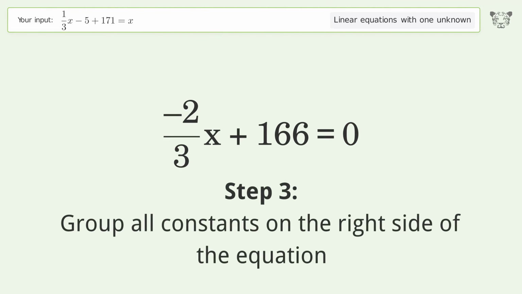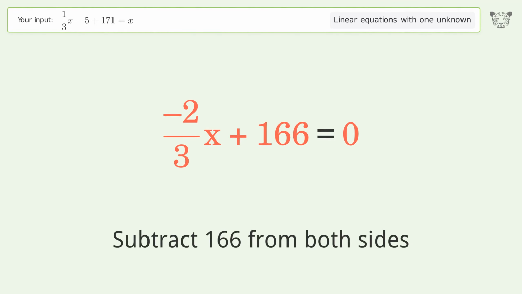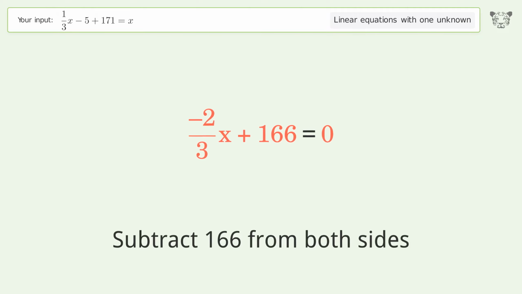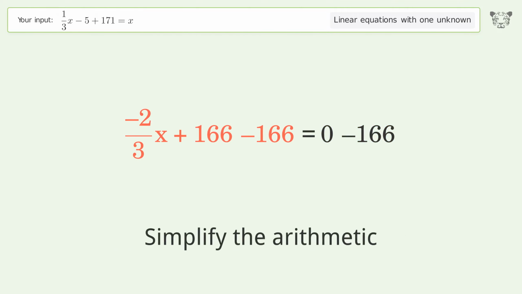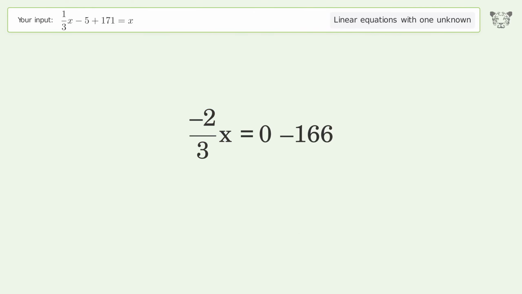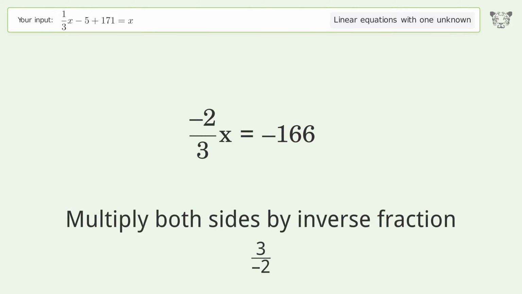Group all constants on the right side of the equation. Subtract 166 from both sides. Simplify the arithmetic. Isolate the x. Multiply both sides by inverse fraction 3 over -2.